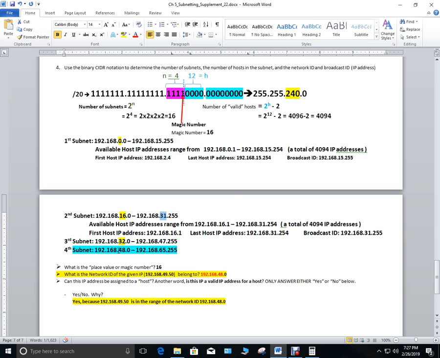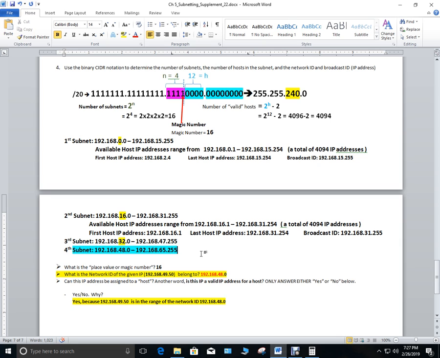Now look at this right here. The broadcast ID is one number less than the next network ID, and the network ID in here is 48.0. So the one number lower than that is 47.255.